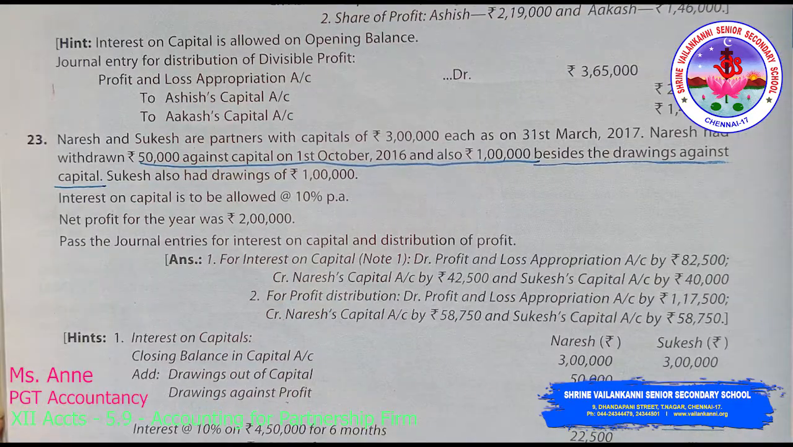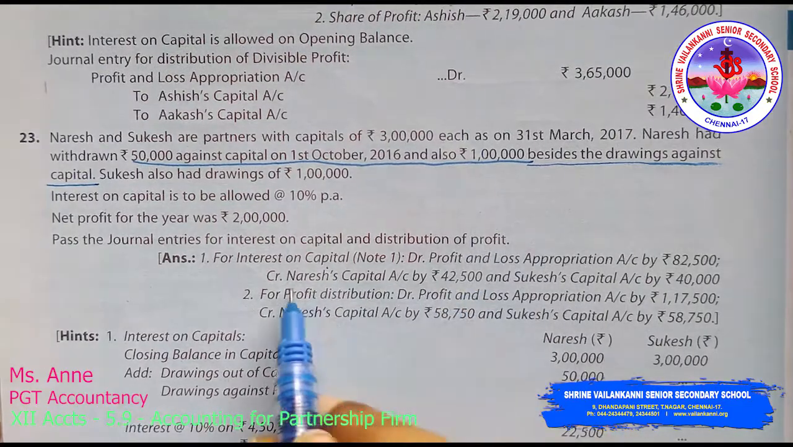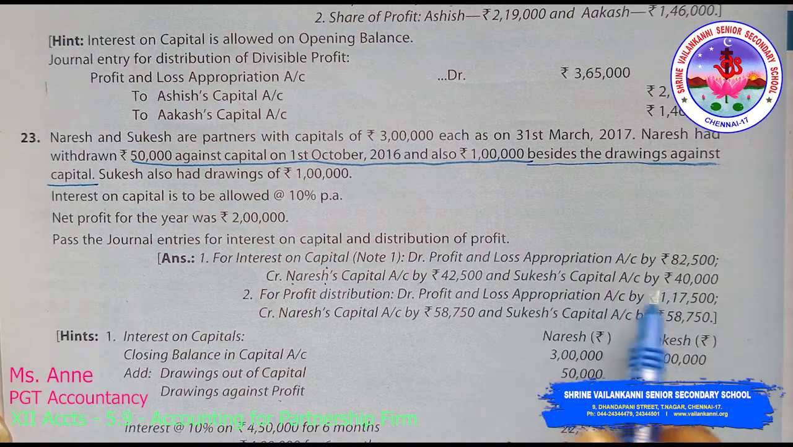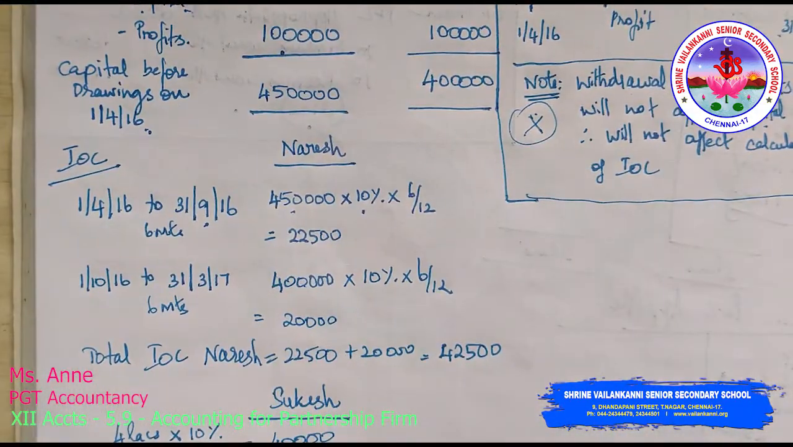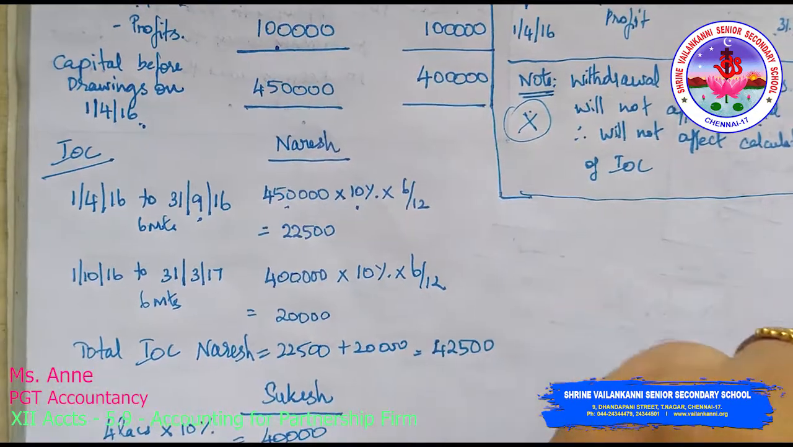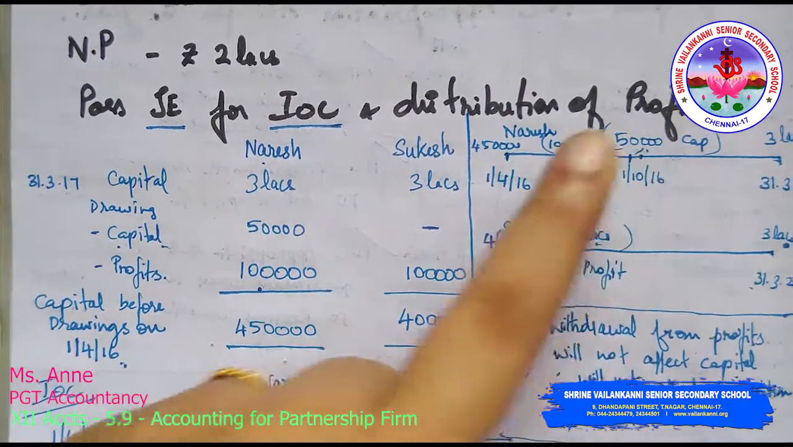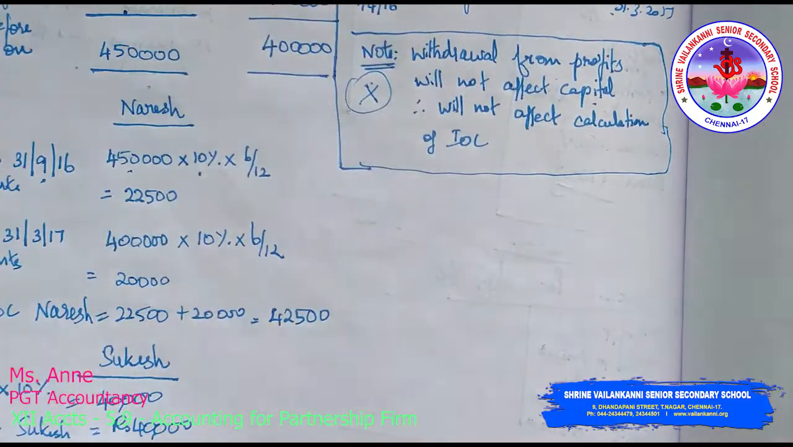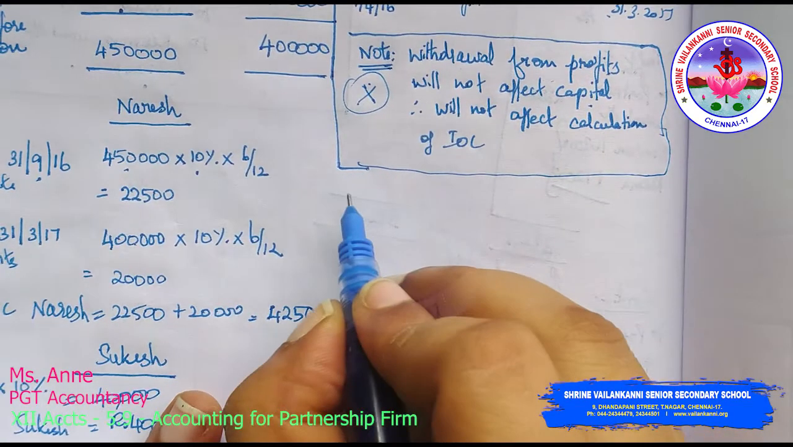We will just check whether our answer is right. Interest on capital for Naresh is 42,500. For Sukesh, it is 40,000. Yes, our answer is right. Now, did we complete the problem? The answer is no, because we need to do the journal entry for interest on capital and the distribution of profits. So I am just taking this page to write the journal entry. Please write the format correctly: date, particulars, LF, debit, credit and all. I am just writing the important stuff.